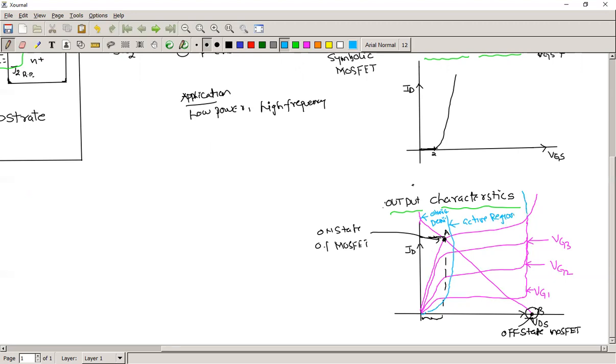This is the saturation. This is the next saturation. As long as we are operating the device in this region, it is operating as a switch, nothing but on and off. Suppose if you want to use the MOSFET as an amplifier, then you have to operate in this region. We never operate in the saturation region.